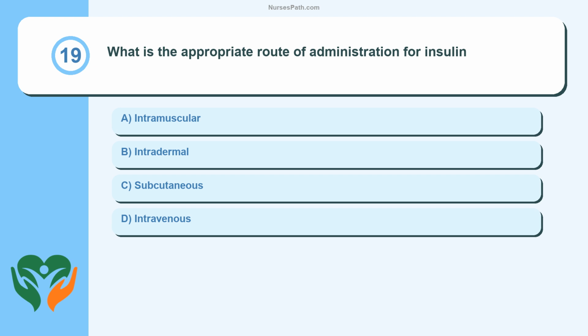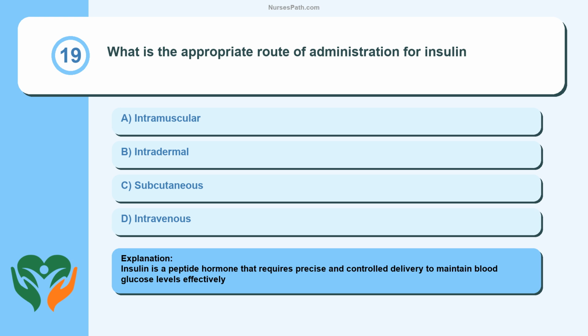Question 19. What is the appropriate route of administration for insulin? Intramuscular, intradermal, subcutaneous, intravenous. Insulin is a peptide hormone that requires precise and controlled delivery to maintain blood glucose levels effectively.